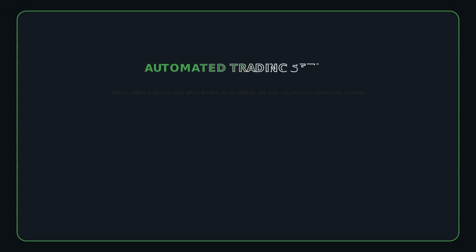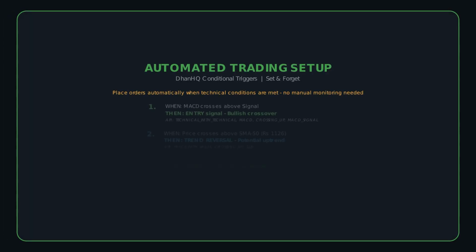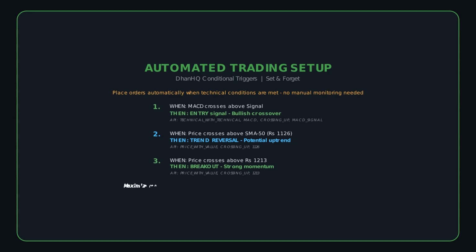Now, how do you automate these signals to maximize returns? The DHAN-HQ Conditional Trigger API lets you place orders automatically when exact technical conditions are met. No screen watching, no emotion, just math executing your strategy. Based on the current analysis of Tata Consumer Products Limited, here are intelligent trigger setups you can configure right now.